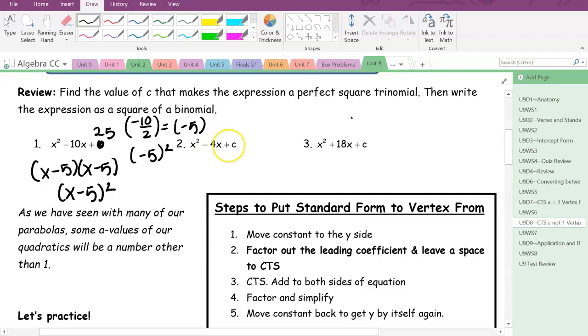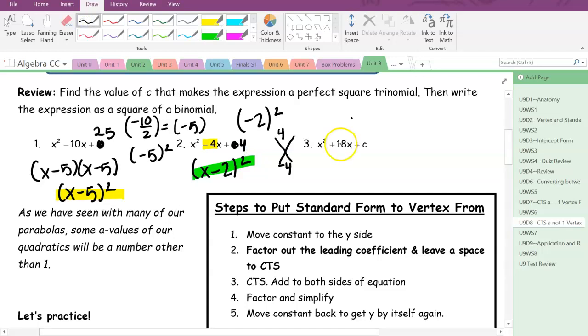All right, let's try that again with number 2. Take your b value, divide it by 2, square it. All right, so that means we're multiplying to 4. We're adding to negative 4. And again, these values are always going to be the same. So this is going to be x minus 2 squared.